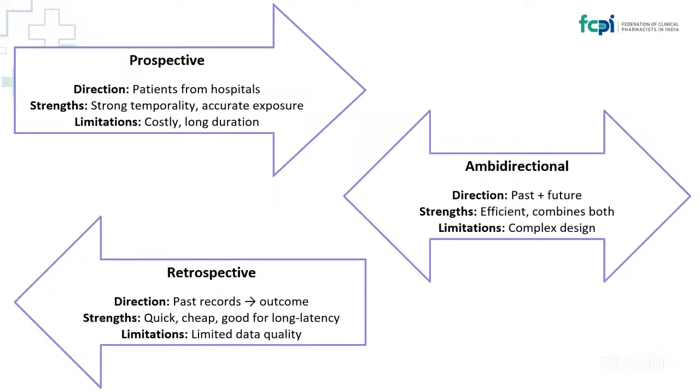Now, the third type of the cohort study is ambidirectional. The major advantage of this study is that it goes in both directions. It can collect data from the past, and it can go in the future direction also. The strength of the ambidirectional study is that it is efficient, and it combines both prospective and retrospective as well. And the limitation is that obviously it's a complex design.